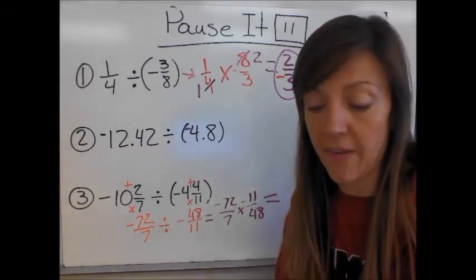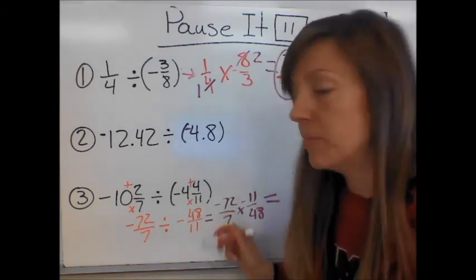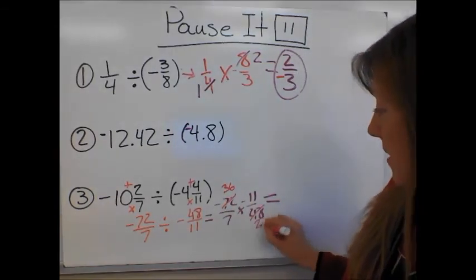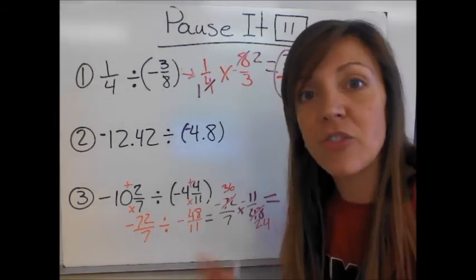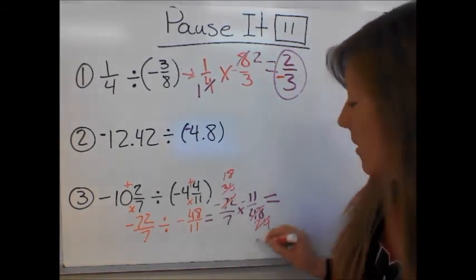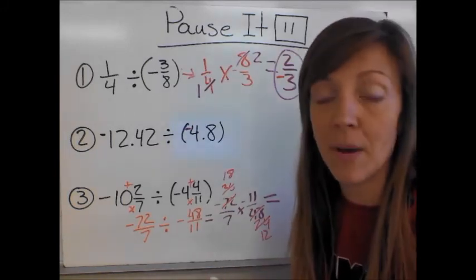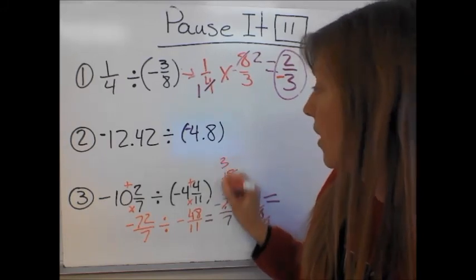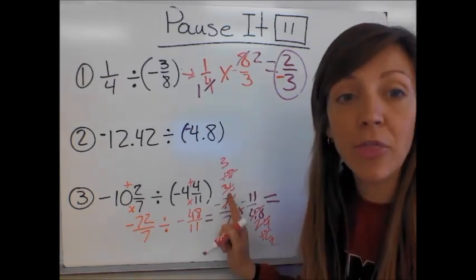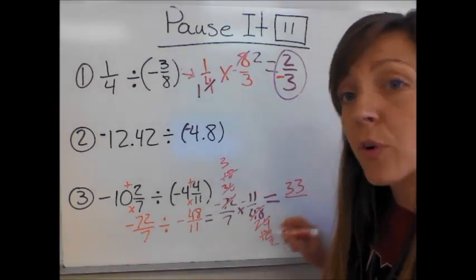I want to top and bottom simplify if I can. So I'm going to look at my top numbers and my bottom numbers and simplify them. 2 goes into 72. That becomes 36, and 2 goes into 48. And that becomes 24. 2 goes into 36. That becomes 18. 2 goes into 24. That becomes 12. 18 and 12, I can see that 6 goes into both of them. 6 goes into 18 3 times, and 6 goes into 12 twice. So now I have 3 times 11, which is 33, and 7 times 2, which is 14.